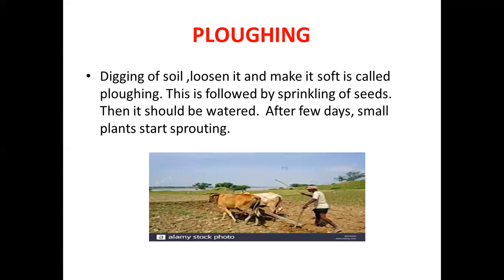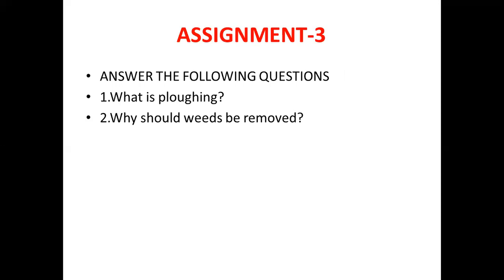So you just learn this video, children, and now I'm going to give the assignment for you. See here, only 2 questions. The first question is, what is ploughing? I told already what is ploughing, what the farmer does for plough, that is ploughing. And why should weeds be removed? Weeds should be removed because they can harm the growth of cultivated plants. So why should weeds be removed? You just answer the questions.